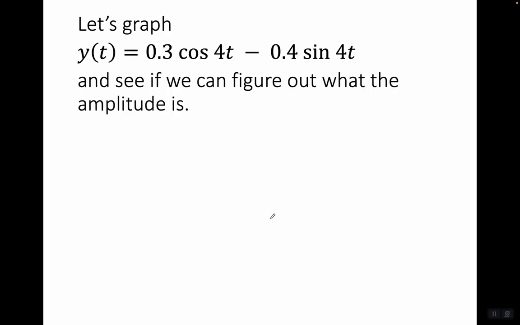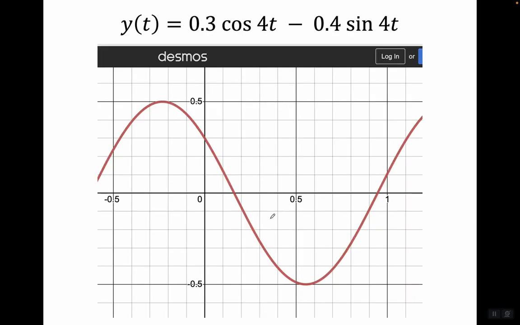Let's graph y of t equals 0.3 cosine 4t minus 0.4 sine 4t and see if we can figure out what the amplitude is. That's the one last thing we need to calculate here. Wow, that amplitude looks like 0.5.